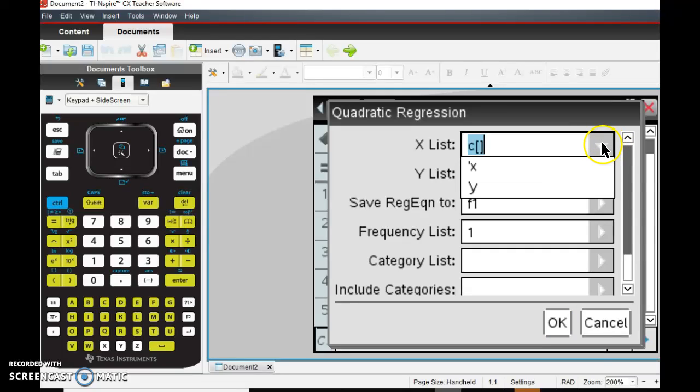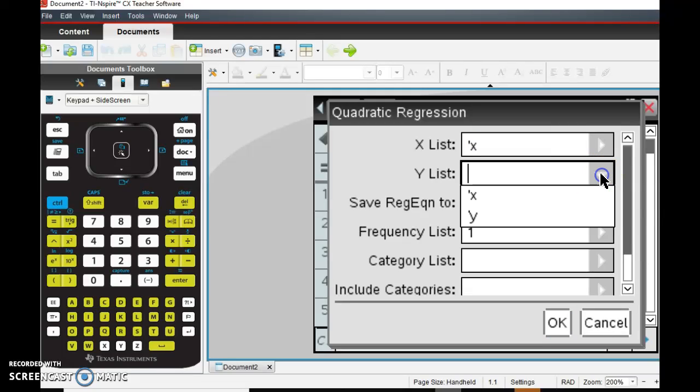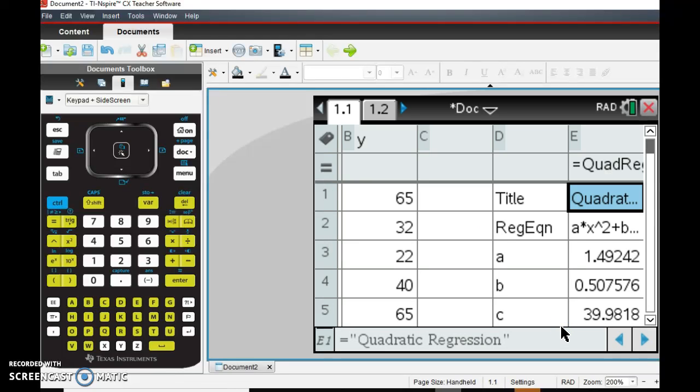Now, other issues. Some people were putting just a regular X. I don't know why, but this calculator wants you to put the one that has what looks like a little prime, if we're doing dilate or transformations, or an apostrophe. And then here, we're going to put Y. Don't change anything else. Leave it be. Hit OK or hit enter.